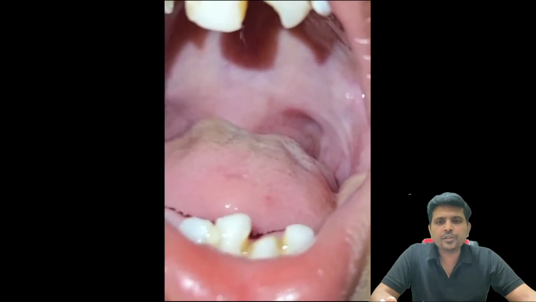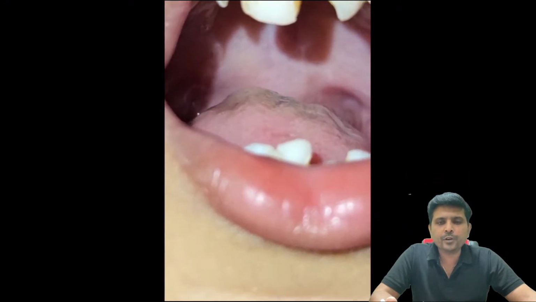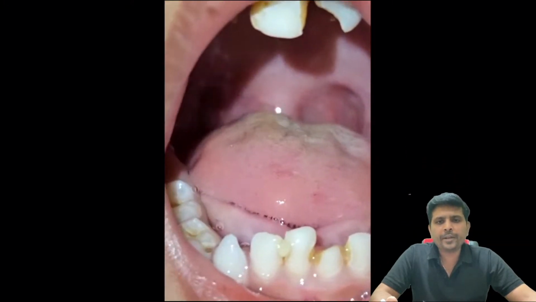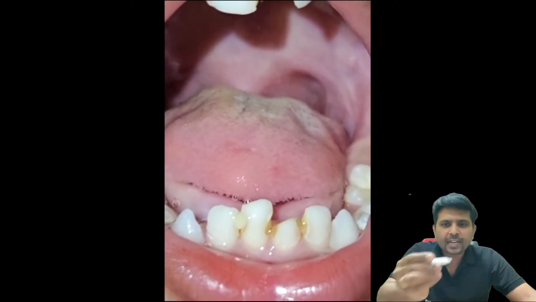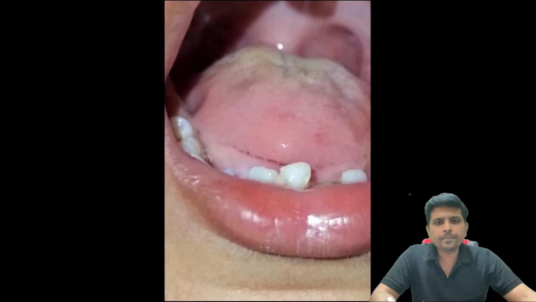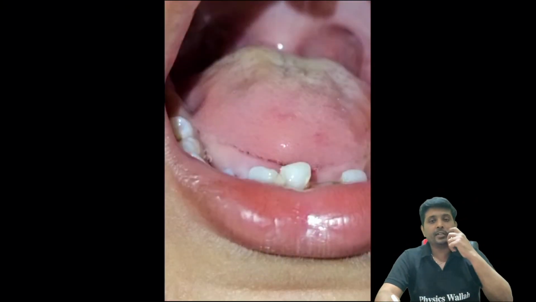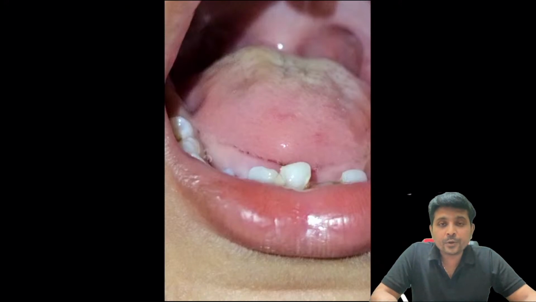Okay. So this is not taken from any Google videos. This is our own patient. Look at this. There is fasciculation of the tongue. Tongue fasciculation is suggestive of what? Spinal muscular atrophy or anterior horn cell involvement.